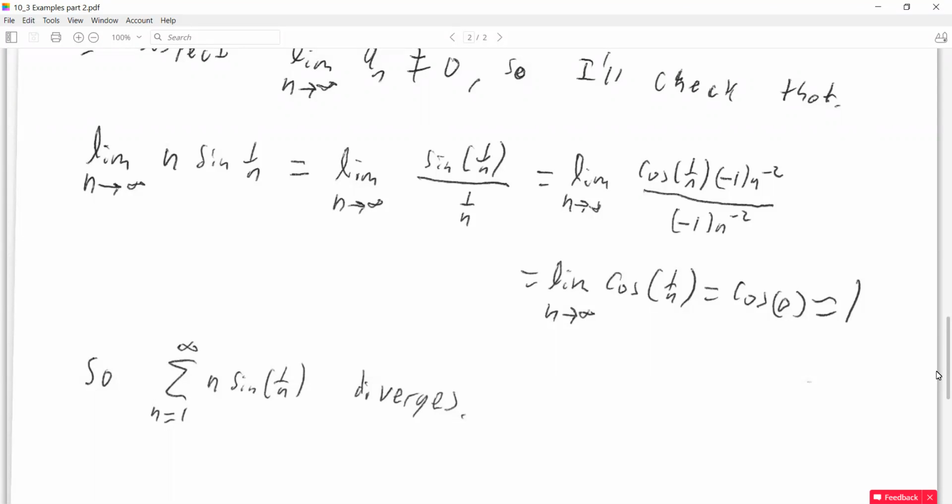That's one thing we're going to have to work on in the coming sections, and I will continue to post more examples, because looking at a series and then deciding, okay, which of these tools do we use is actually the hard part.